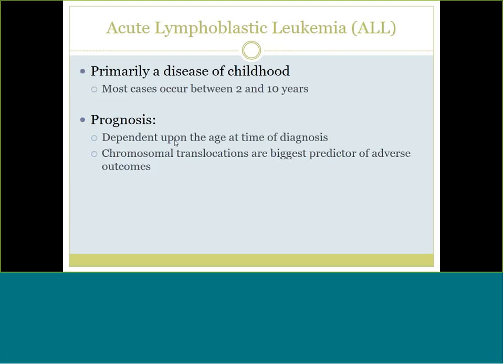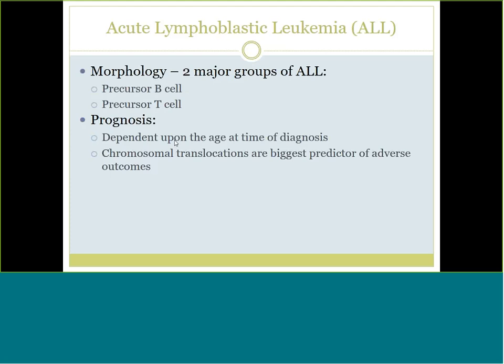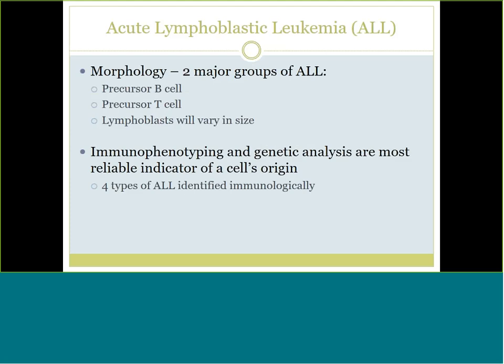Prognosis is just going to depend on a few things. It's going to depend on the age of the child at the diagnosis time. It will also depend on what type of ALL they have. There are different chromosomal translocations, different types of ALL, and so it just depends on which one they end up having. Now, because there are 2 types of lymphocytes, remember we have B cell and T cell, you can have either B cell ALL or T cell ALL. It'll be one of those 2 that get affected.